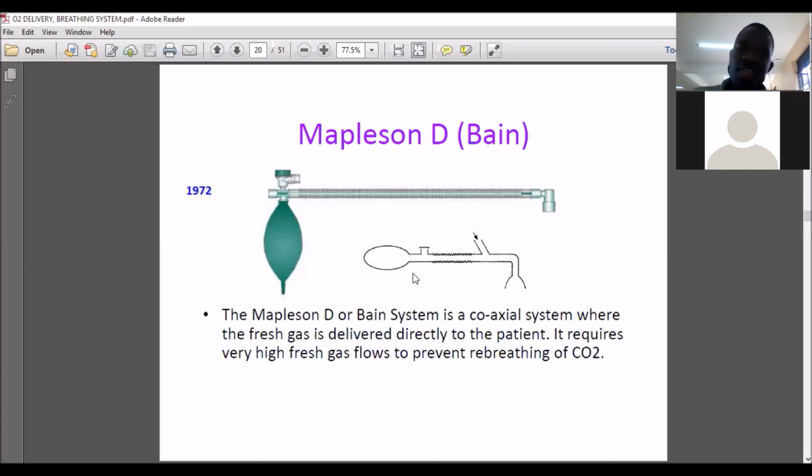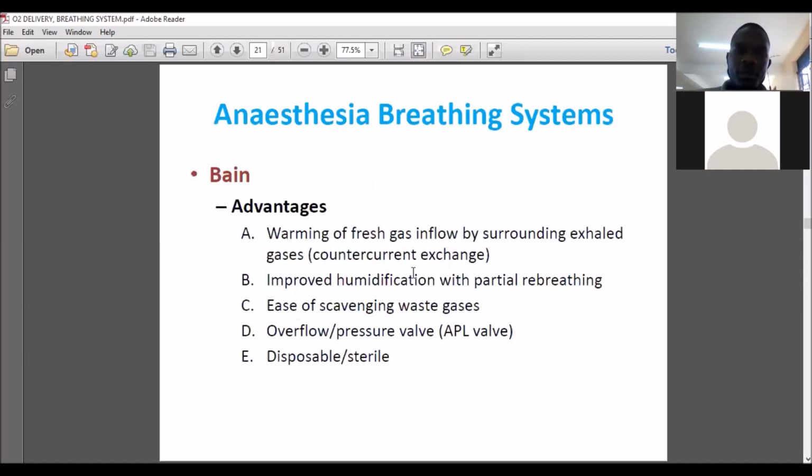The Bain system is a coaxial system where the fresh gas is delivered directly to the patient. Then when he breathes it out, it goes to the valve and out. So that is it. It requires a very high fresh gas flow to prevent rebreathing of the carbon dioxide, okay? If the bulb is not in the middle.